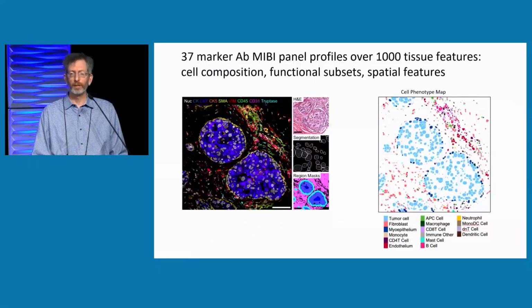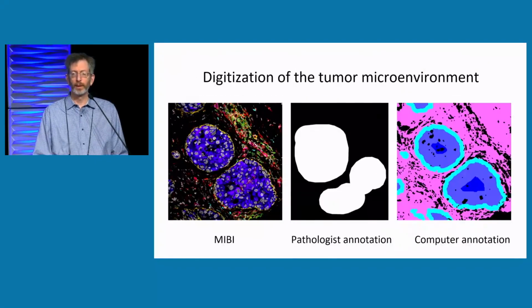Effectively, the panel that we used is a 37 marker panel that can identify over 1,000 different tissue features, both cell composition, functional subset, and spatial features. This effectively digitizes the tumor microenvironment. In the past, we've been reliant on pathologists like myself to do annotations of the tumor microenvironment, identifying, at least in this case in the middle panel, the epithelial compartment in white and the stromal compartment in black. But we can now also do that using the MIBI data with computer annotation.